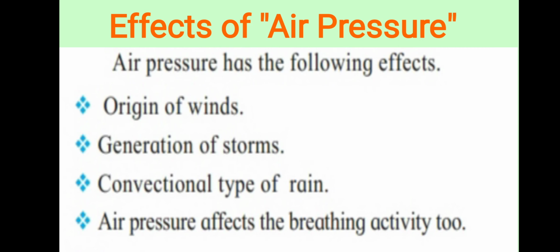The next one, convectional type of rain occurs due to the pressure belts. Convectional type of rain occurs due to this pressure belt. And the last one is, air pressure affects breathing activity also. You know how breathing activity depends upon the pressure.